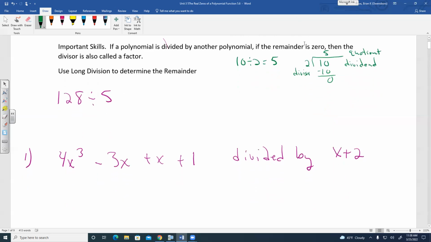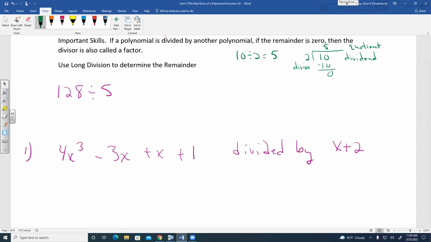Something else to bring to your attention in long division, we can actually do long division in a strange way. Instead of saying 5 goes into 128, I could change 128 to a polynomial by writing it as 100 plus 20 plus 8. So I'm using the word polynomial. Remember, a polynomial actually has to have 2 or more terms. So technically 10 divided by 2 equals 5 is not really a polynomial just yet.